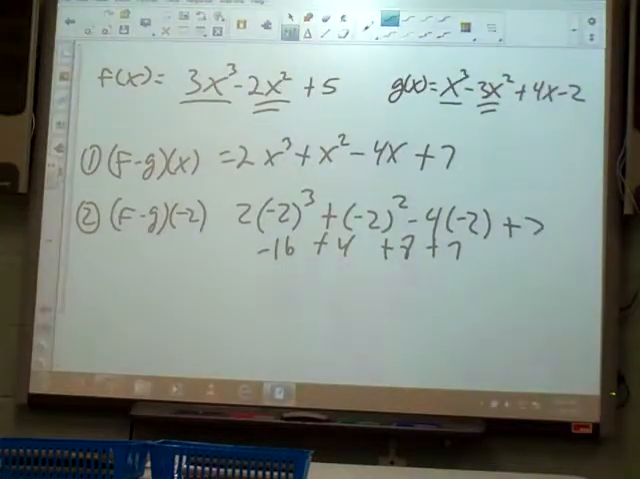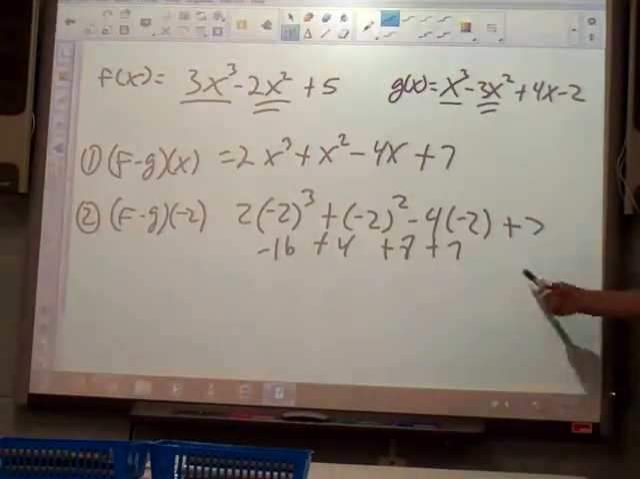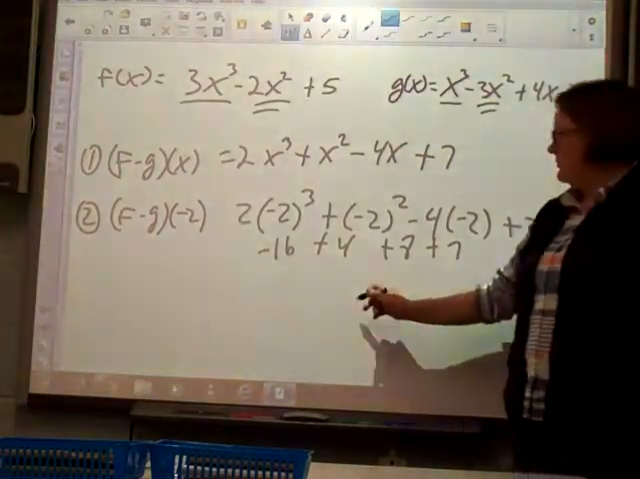Negative 16 plus 4 is negative 12. And then negative 12 plus 15 is 3. It's 3.